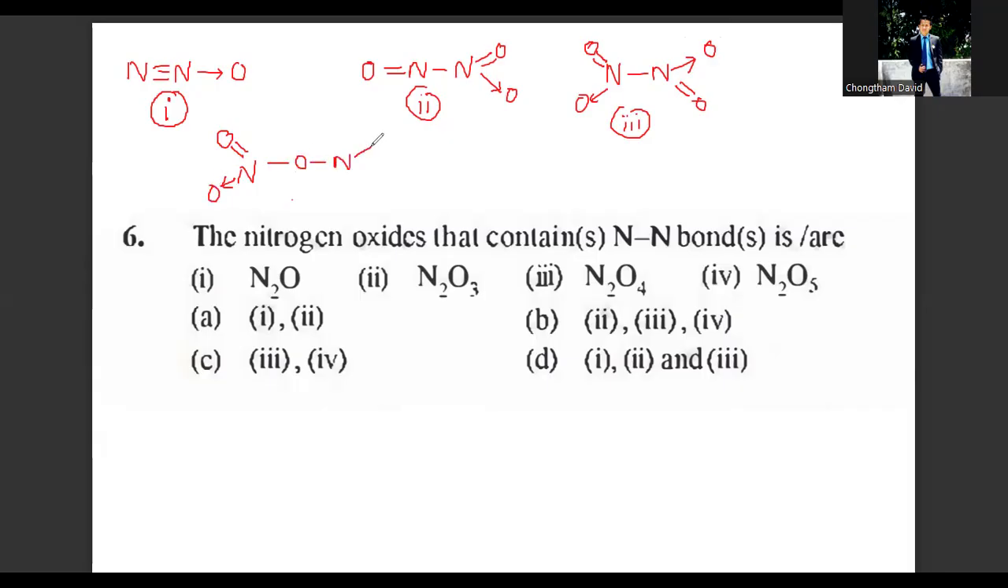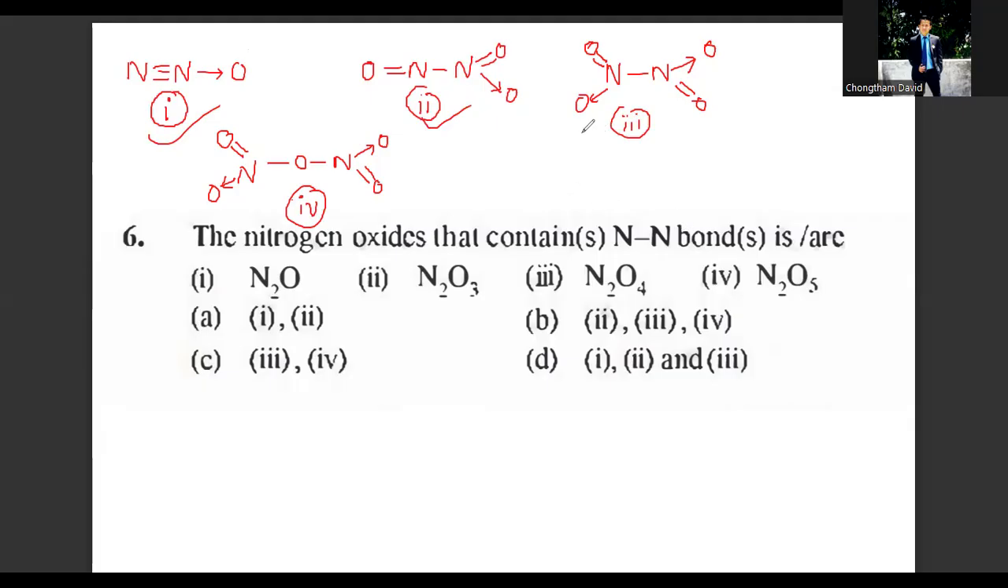Oxygen is the bridge atom, double bond. This is your dinitrogen pentoxide. So the nitrogen oxides that contain a nitrogen-nitrogen bond, you have to check this. Option 1 contains, option 2 has this nitrogen-nitrogen bond.